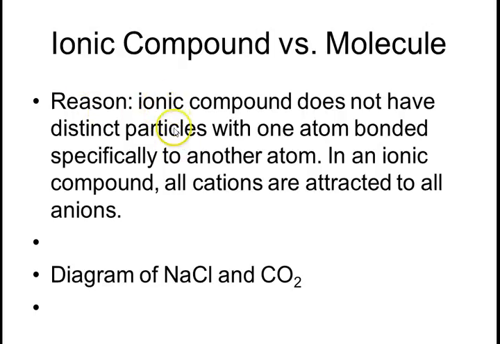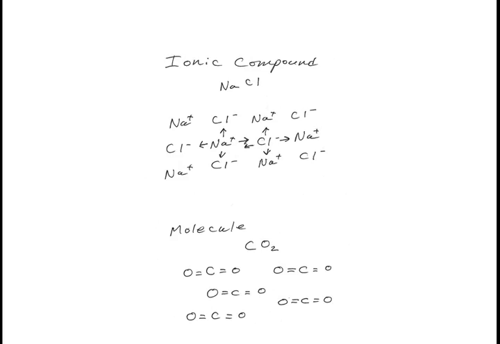Now, the reason we have a difference here is an ionic compound does not have distinct particles where one atom is bonded specifically to another atom. In an ionic compound, all the cations are attracted to all the anions. So let's take a look at this diagram. Here's sodium chloride, table salt. It's an ionic compound, and you have a sodium ion, chloride ion, sodium ion, chloride ion, chloride ion, sodium ion.